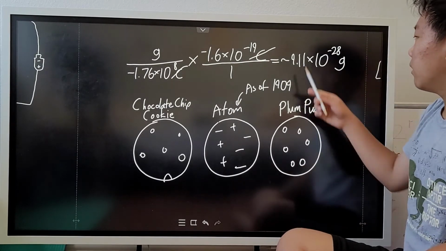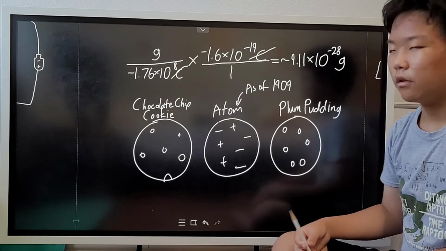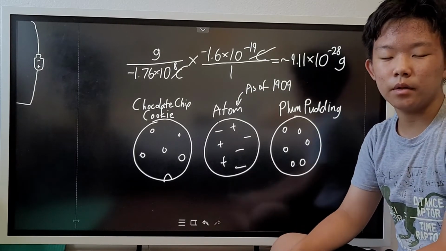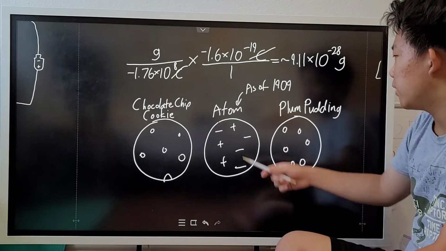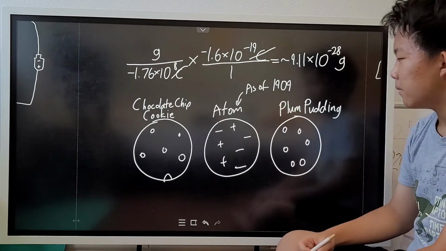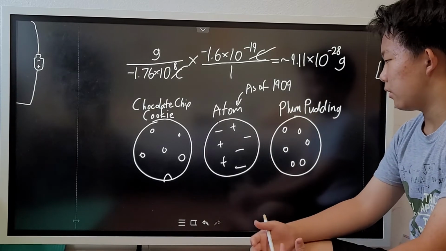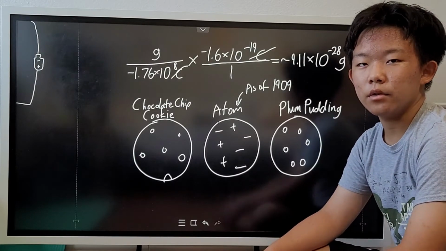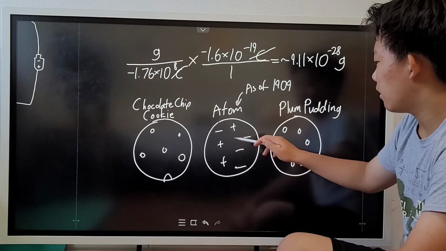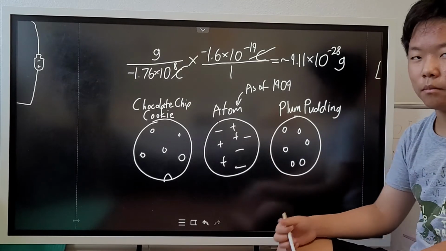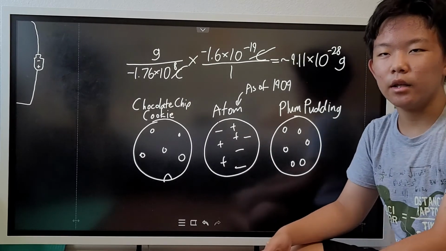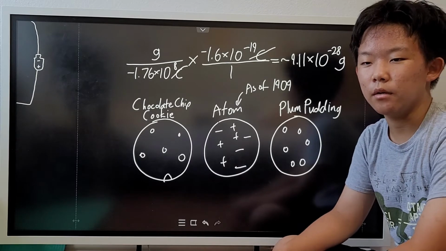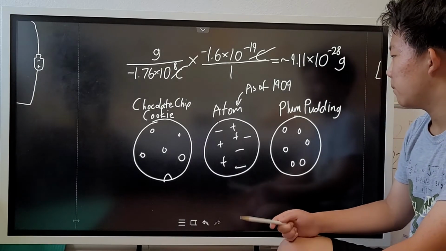Also, this equation helped Thomson develop something called the plum pudding model, which looks something like this. Electrons are inside a sea of positive charges. If you don't know what a plum pudding looks like, you can kind of imagine it like a chocolate chip cookie. They look pretty similar.